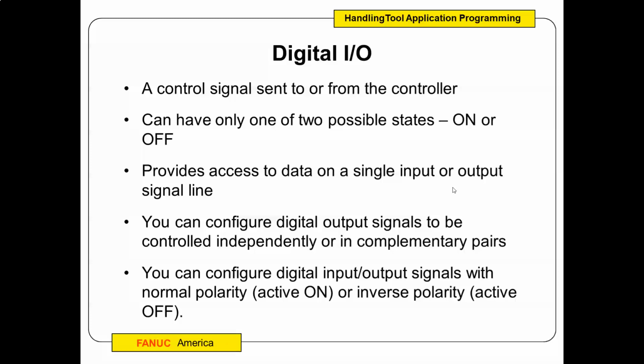Again, this is one physical wired-in line that you get into it. You can configure them to be controlled independently or in complementary pairs. We'll talk about that on the next slide. And you can set the polarity on that, so normally when you make it on, it energizes the circuit, but you can inverse that so that when you turn the signal on, it actually shuts off the electrical signal.